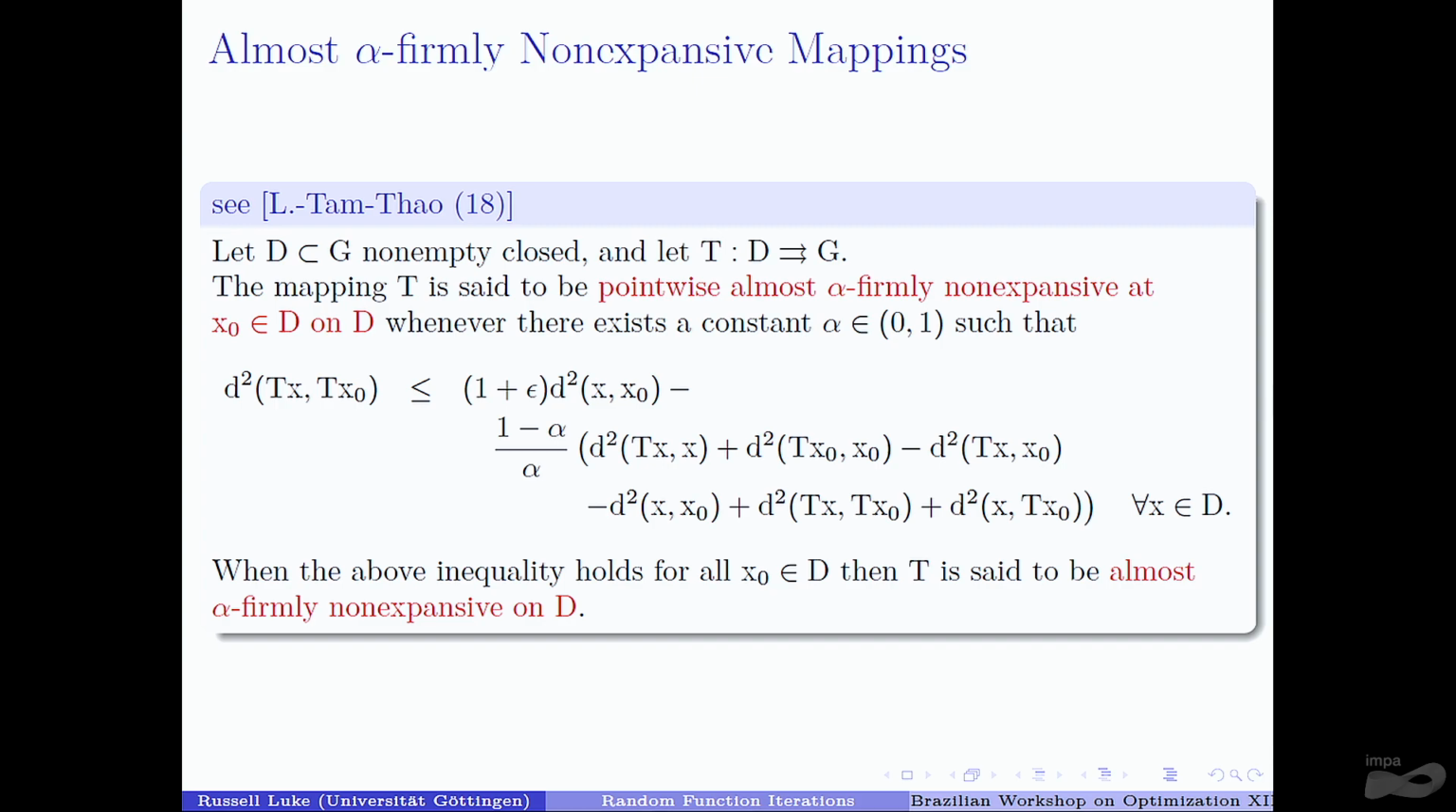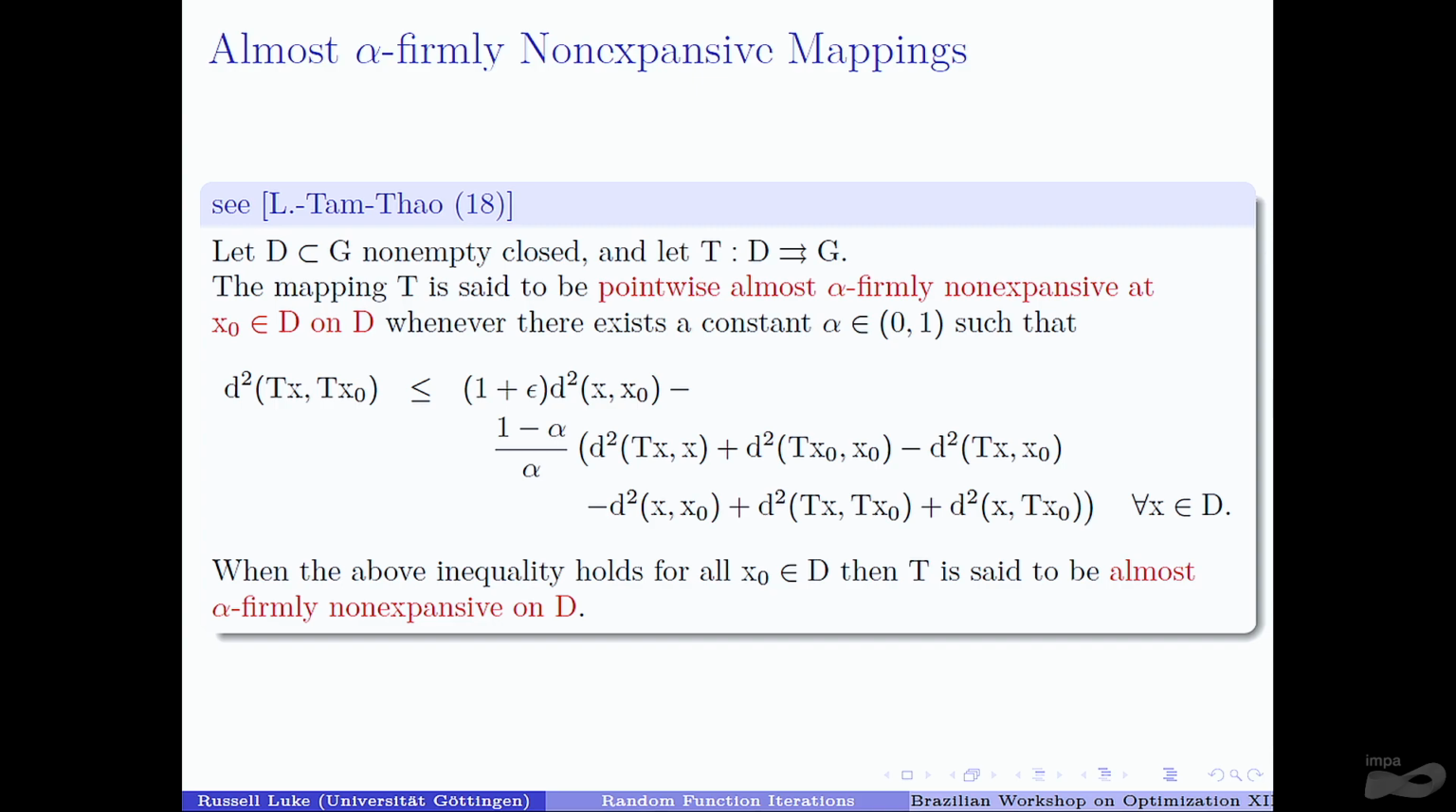On some subset of my native set G, wherever you see G, replace it with Rn and you'll be fine. And you've got a mapping from that subset into G. Could be multivalued. In the stochastic setting, I don't know how to deal with multivalued mappings. So once I go to stochastic, I'll assume that this is a single value mapping. But so this mapping T is said to be pointwise, almost alpha firmly non-expansive at this point on D, whenever I satisfy this nasty looking inequality for all.